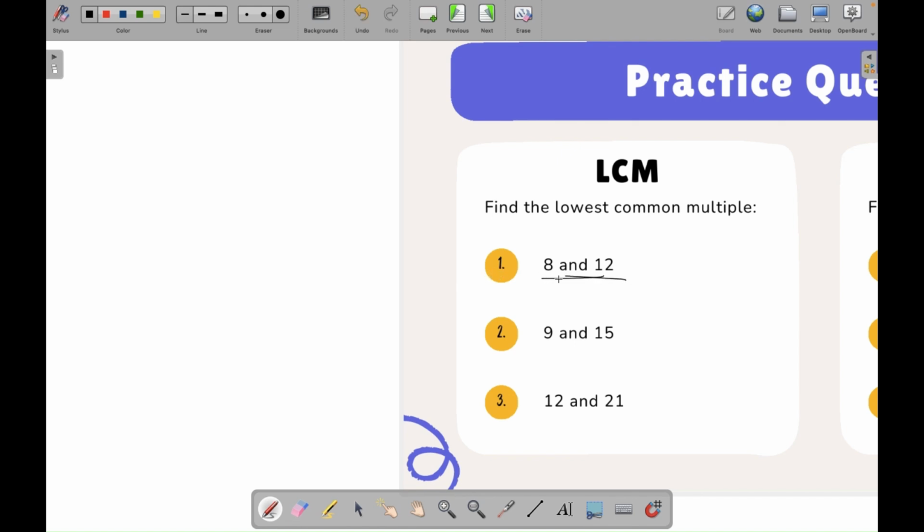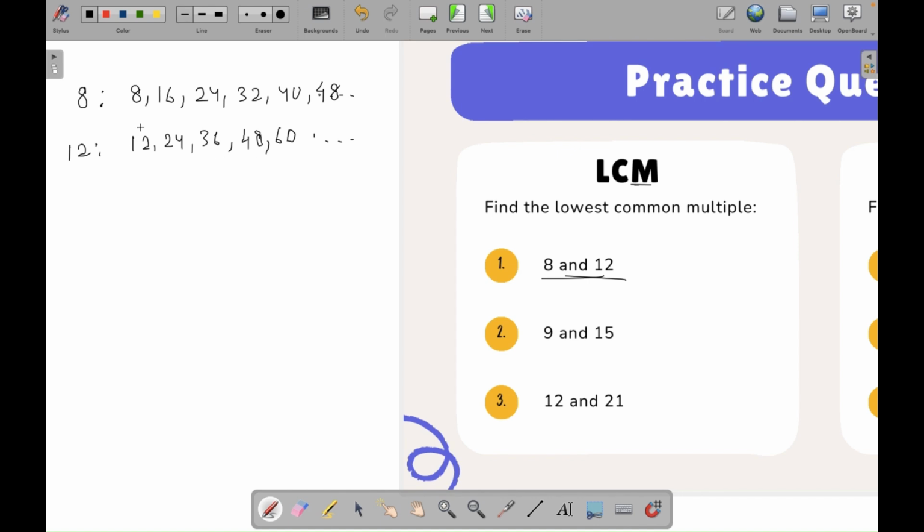First number we have is 8 and 12. We have to find the LCM of 8 and 12. So again, we will use which approach? It is known as the listing method. So for 8, I list out the multiples because we have to find LCM. So it is 8, 16, 24, 32, 40, and so on. For 12, it is 12, 24, 36. We can write just one more, 48. Right? 36, 48, 60, and so on.